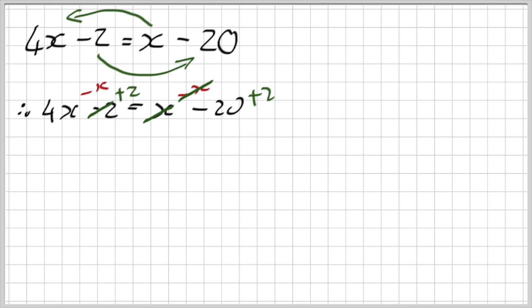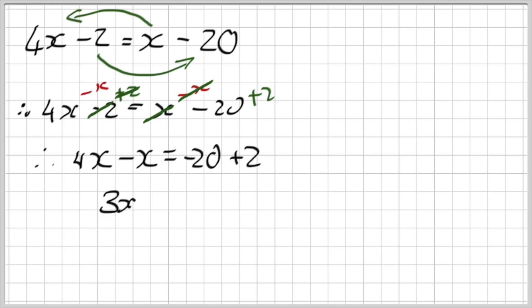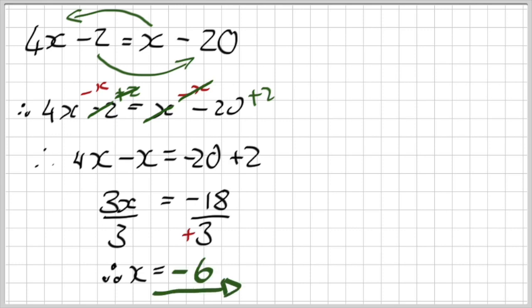Because then the x's cancel out on the right, and the negative 2 and the plus 2 on the left cancel out, leaving me with 4x minus x equal to negative 20 plus 2. Adding the x's on the left, I have 3x equal to negative 18. Dividing by 3 on both sides, leaving me with x equal to -6.